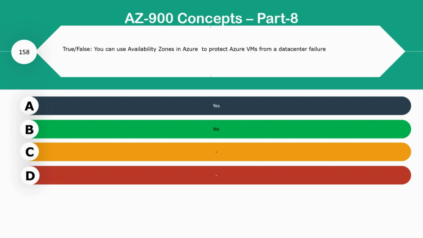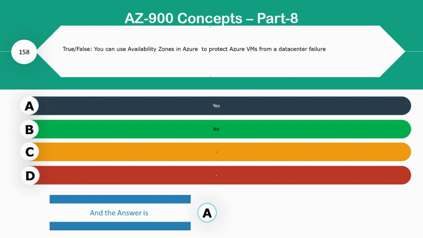Next again, true or false. You can use availability zones in Azure to protect Azure virtual machines from a data center failure. You have options, yes or no. Here, the right answer for this question is option A. The reason for choosing this option is that multiple data centers form an availability zone. If a VM hosted in a data center fails, another data center containing a VM will be brought back automatically, and so true is the right answer. That is, yes is the right answer.